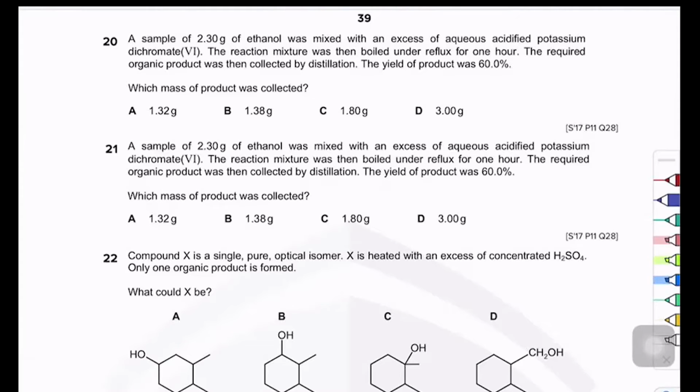Ideally, we should be getting what? How much ethanoic acid should we get? We will have to look at its moles, right? So how much ethanoic acid is there?